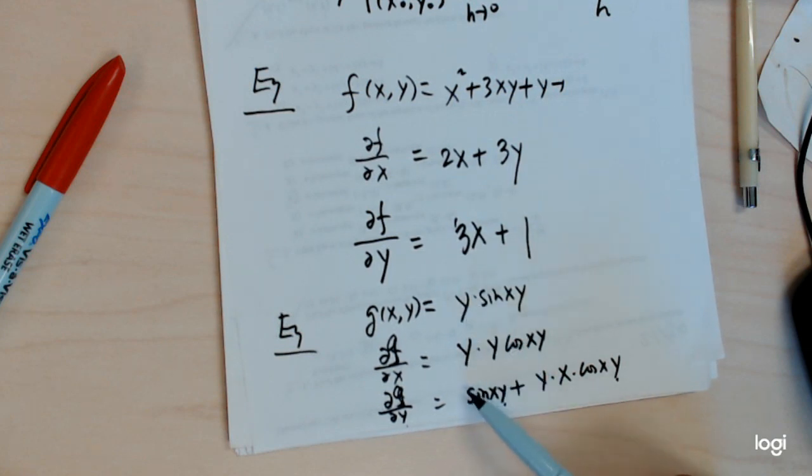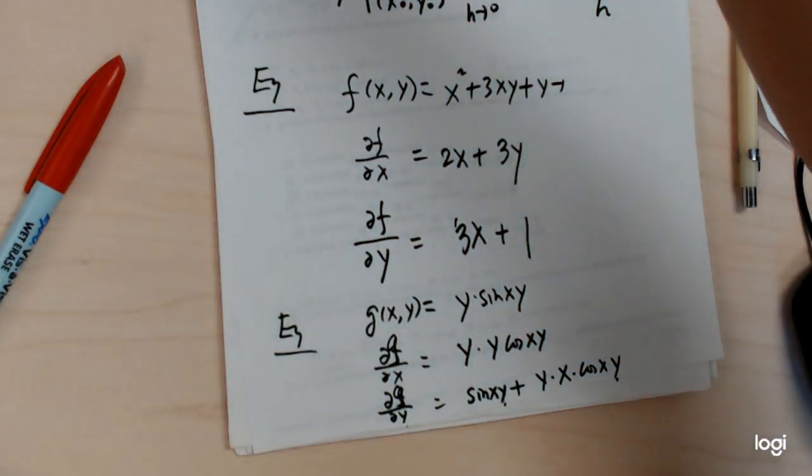The derivative of y is 1, so that's 1 here. Leave the second component alone. And then another quick chain rule back here. All right. So make sure you double check this. And that's how you calculate partial derivatives.